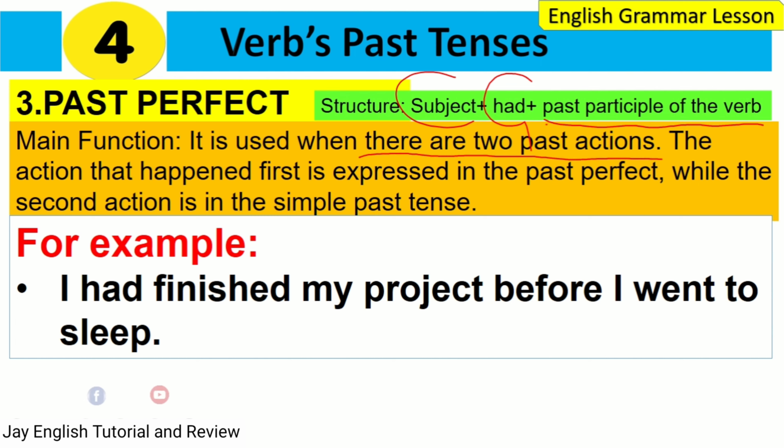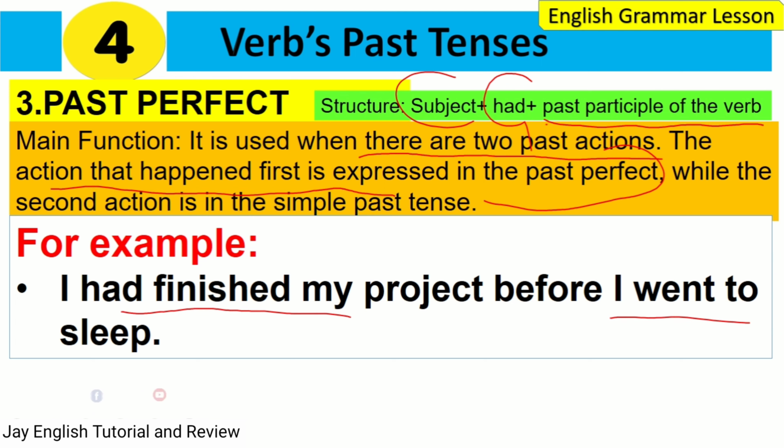So like the past continuous, past perfect also involves two past actions. The action that happened first is expressed in the past perfect, while the second action is in the simple past tense. So it has similarity with the past continuous. Okay? For example, I had finished my project before I went to sleep. Let's find first our two past actions here. We have here had finished, then went.